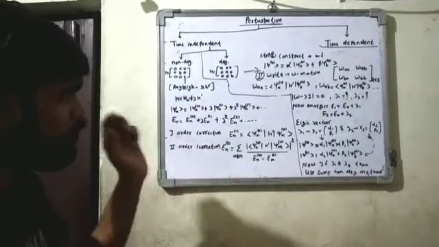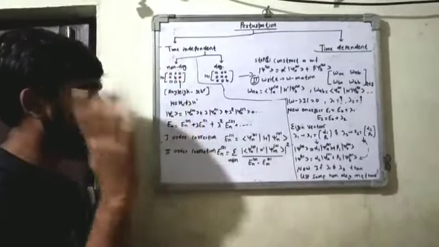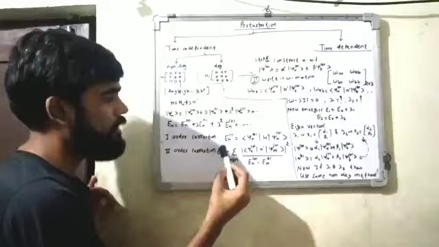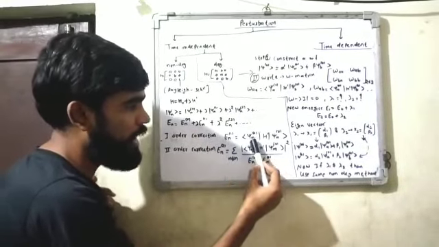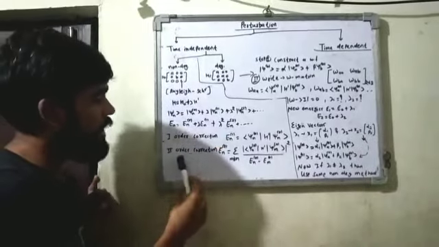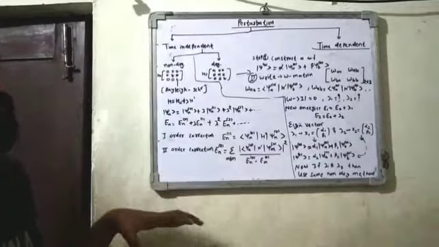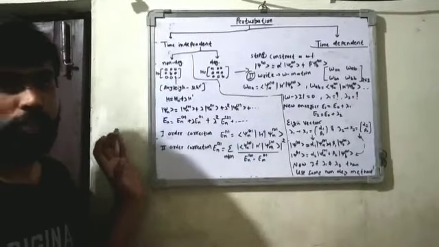Now to find the first order correction in non-degenerate theory, we will use this formula, that is En1 is equal to the integral of psi n0 H prime psi n0. Okay, and to find the second order correction, we use this formula. Okay, these are the steps to solve the non-degenerate perturbation theory question.